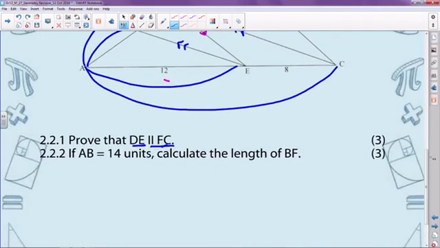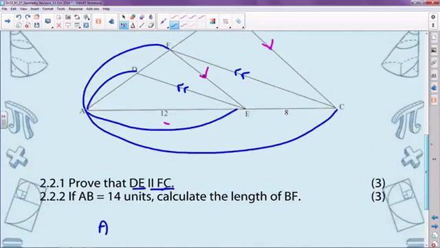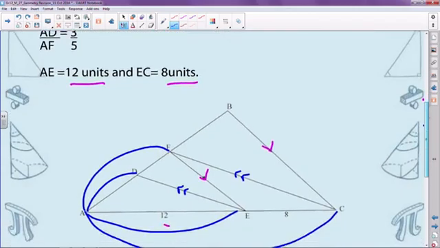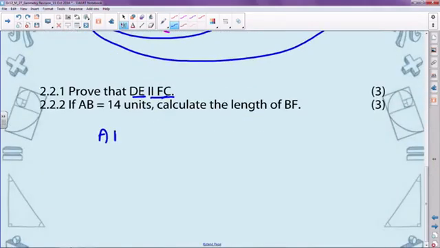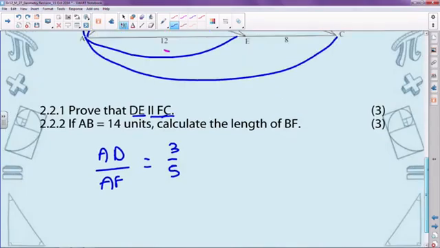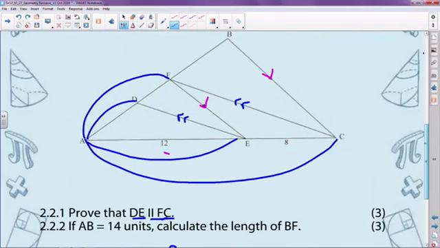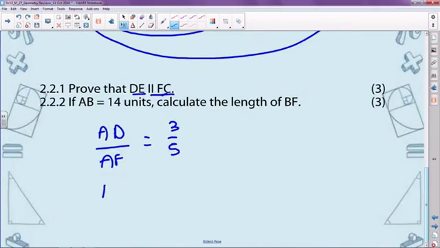So if we look at side AD over AF, just writing that down, they gave you AD over AF. They told you that that's 3/5, all right? So AD over AF, if I look at now AE over AC, and let's look at what ratio we get there.